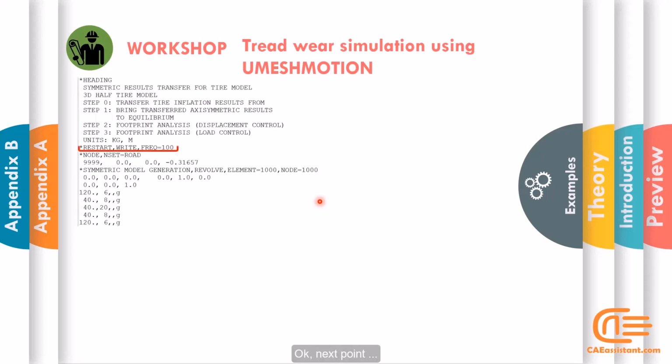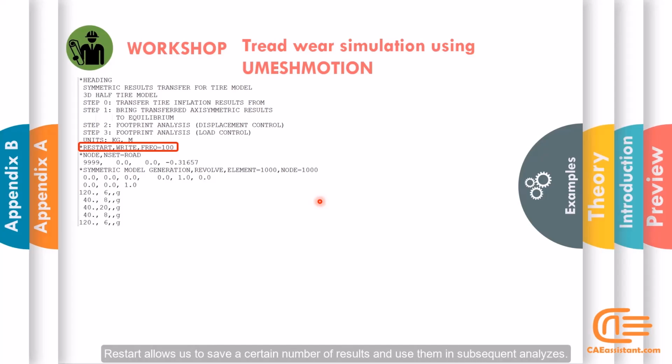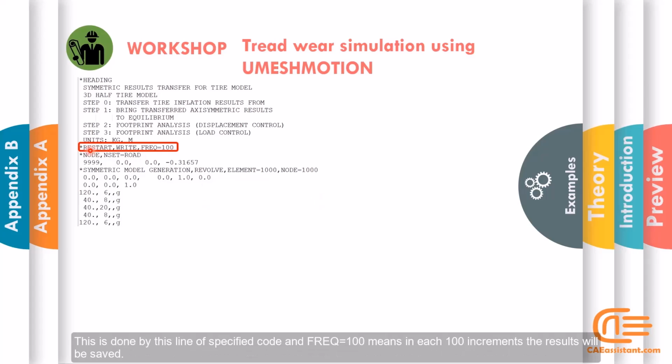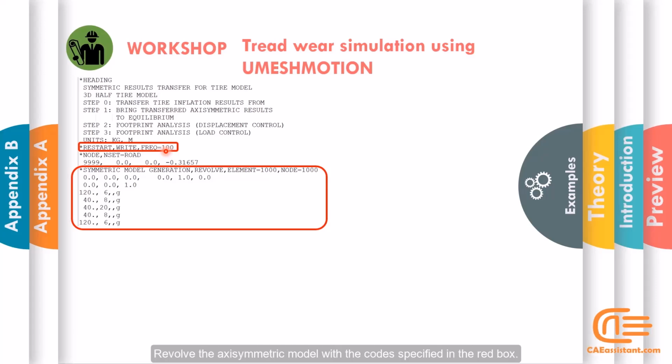So let's go to the next point. We use the *RESTART command inside the subroutine. Restart allows us to save a certain number of results and use them in subsequent analysis. This is done by this line of code, and FREQ equals 100 means in each 100 increments the results will be saved. Revolve the axisymmetric model with the codes specified in the red box.